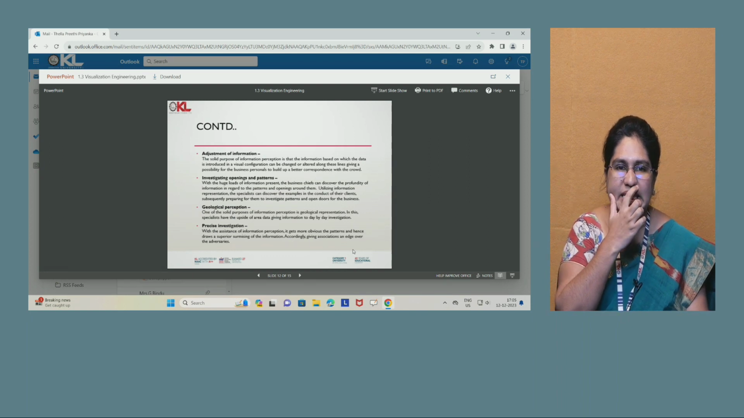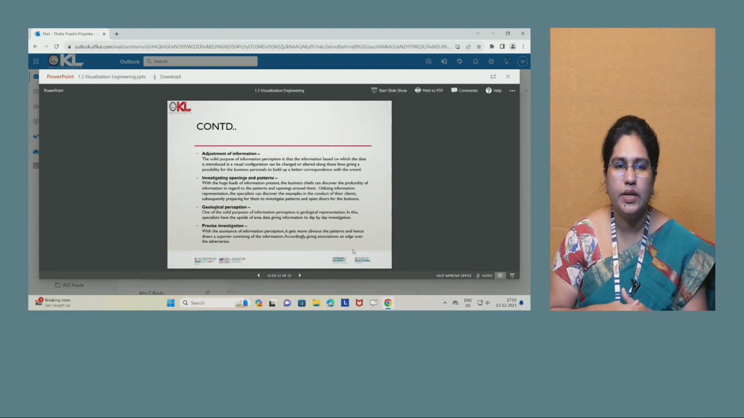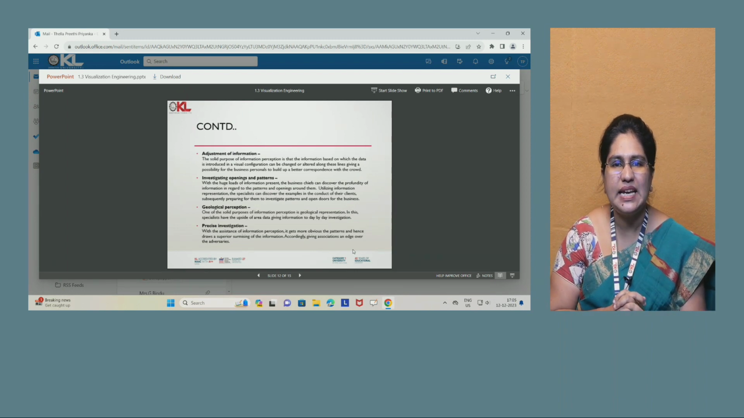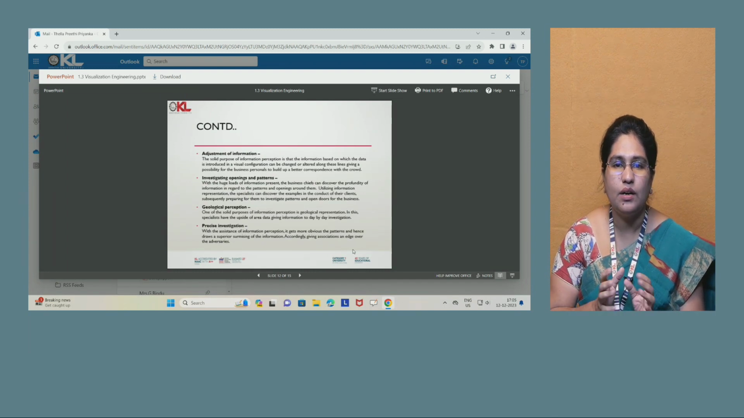So, investigating the openings and patterns. Openings means, with the huge loads of information present now, business chiefs can discover the depths of the information, and in that regard the patterns and openings around them. So utilize the information, and specialists can discover the examples of the behavior of the client, thereby preparing them to investigate patterns and the open doors for the business.